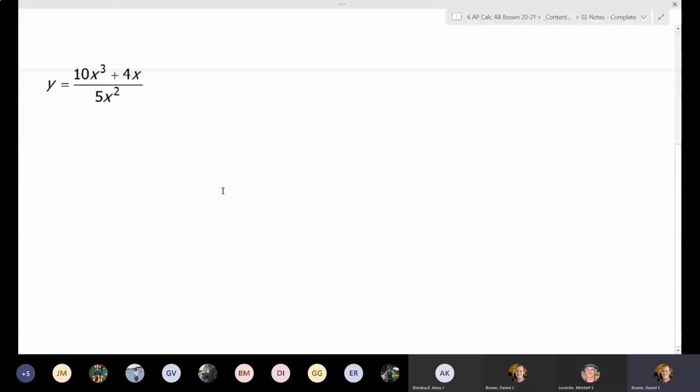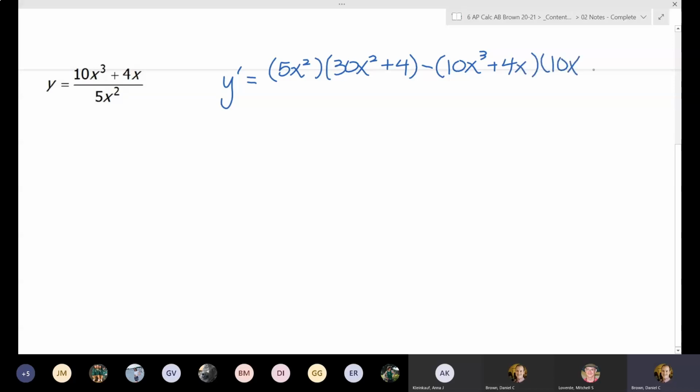This is one where if you did the quotient rule, it would work. Like it would be a really ugly derivative. In fact, I'm going to go ahead and find it using the quotient rule. So I have low d high less high d low. Draw the line, and down below the bottom squared will go.